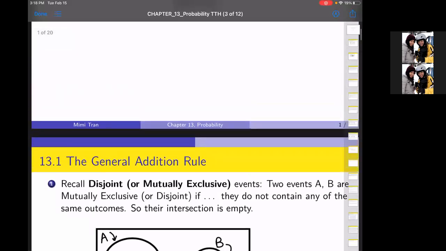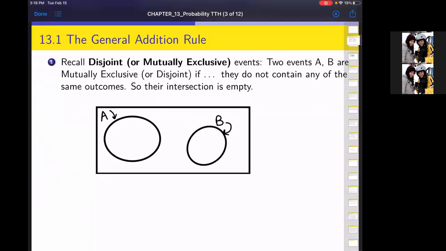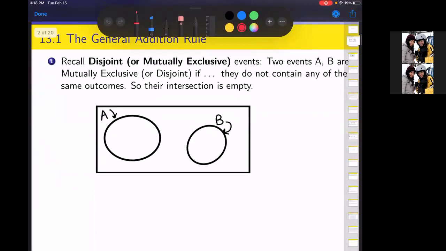Okay, so probability continues. Let me recall for you about disjoint events. Two events are called disjoint if the intersection is empty. Right? So the two events are not touching each other. So this implies P of A and B.